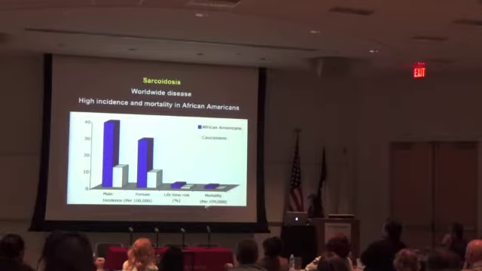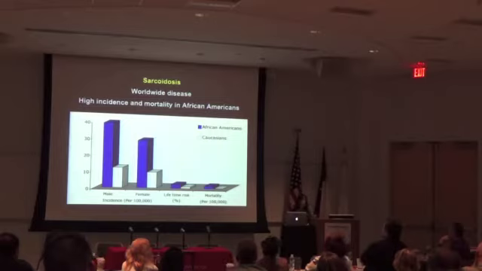The reason for the difference is not entirely clear at this point, and also African Americans, when they do develop sarcoidosis, tend to develop it in more severe form. In other words, more organs are involved, more disability, requiring treatment for longer and having more complications.